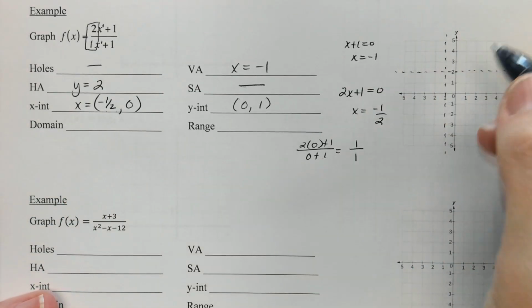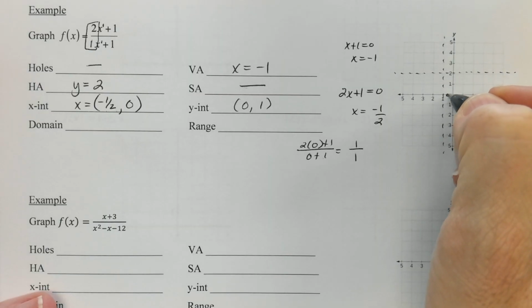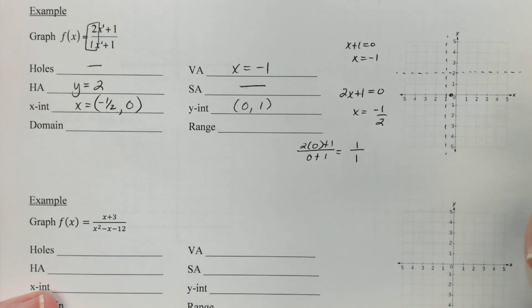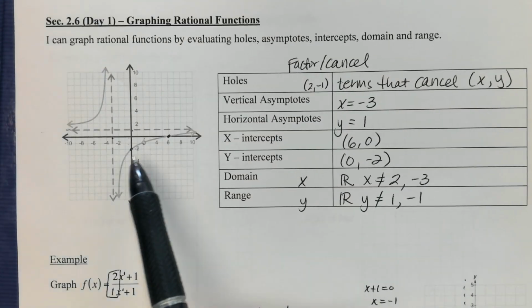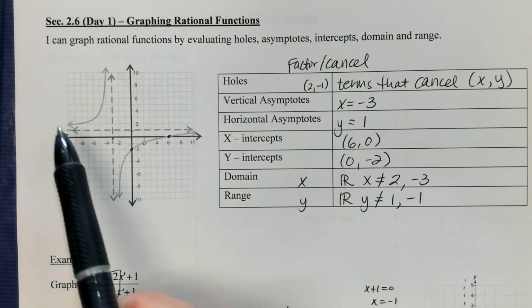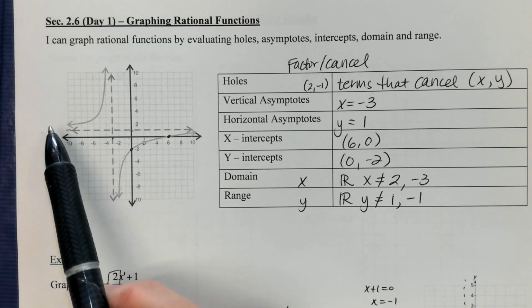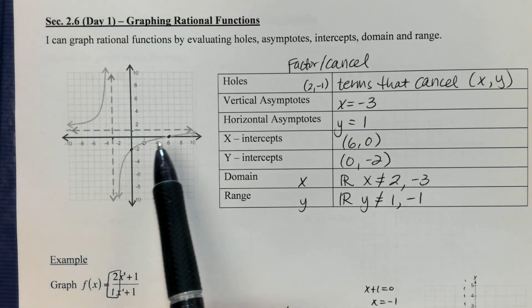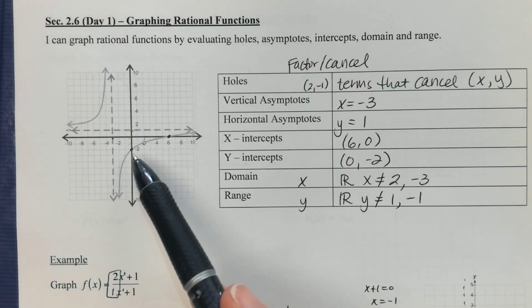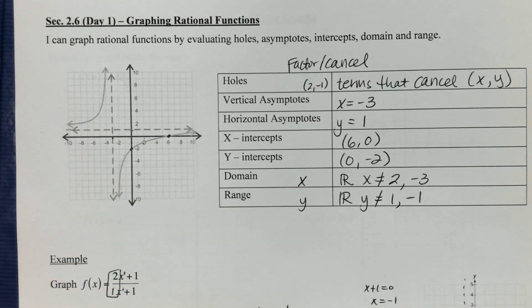We've got an x-intercept at -0.50, so right there. And we've got a y-intercept of 0, 1, so that goes right there. Our graphs, these rational functions, usually have two pieces, sometimes three. Kind of LJ-shaped things, almost like an exponential or a logarithmic graph.